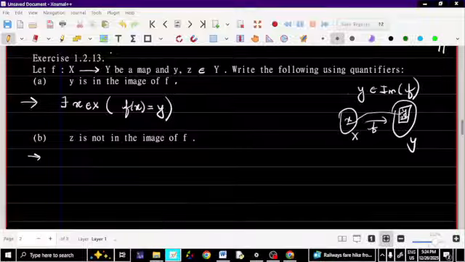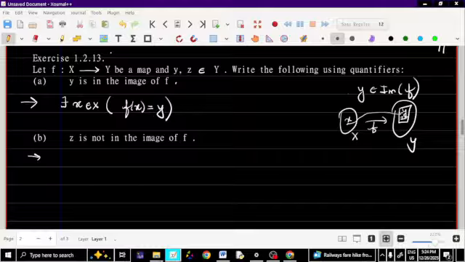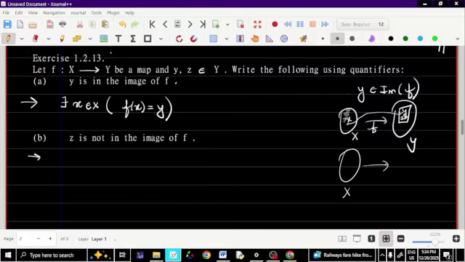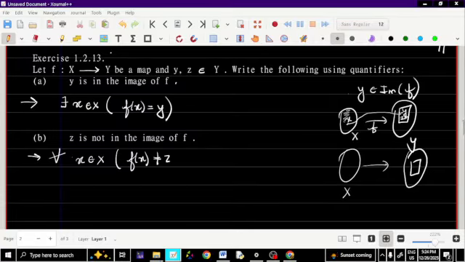Now z is not in the image of f. So it's basically the negation of the previous one. When will you say that z is not in the image? When you take any point in the domain here, no matter which point you take in the domain, none of them will have the image z. So for all x in X, f of x will not be equal to z. That's why z will not come in the image.